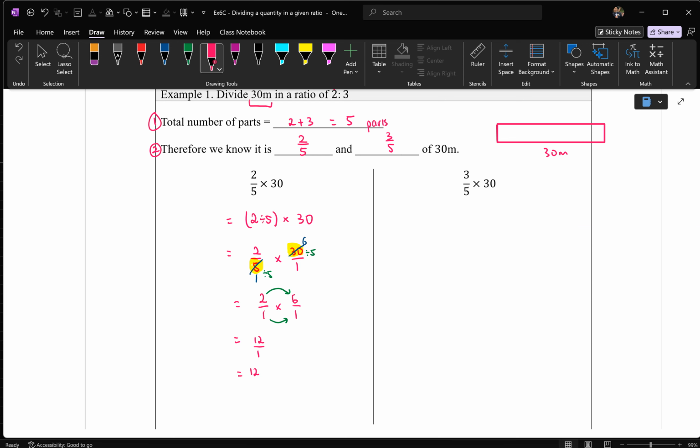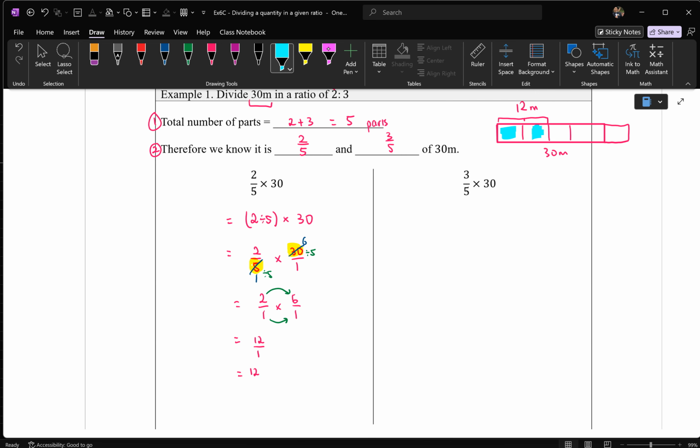Then now I know this part here, so let me just divide it into 5 parts. 1, 2, 3, 4, 5 parts, 2 of it is now 12. 12 meters. That's your 2 ratio. That's 2. That's 1. That's 2.